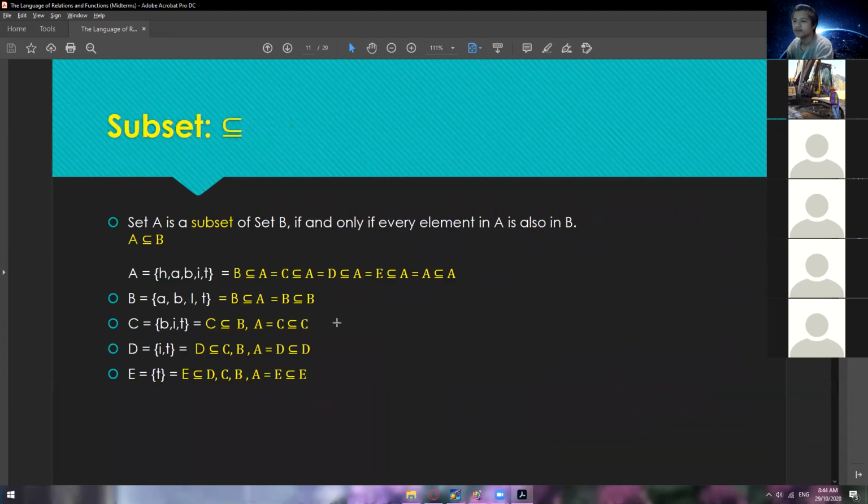All right, I wasn't able to remove this one. This one should be removed. Anyway, we will discuss this later in part 2. We've already discussed subset and proper subset last meeting, so this is just a recall.